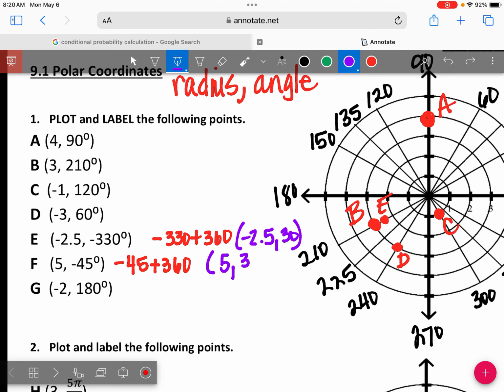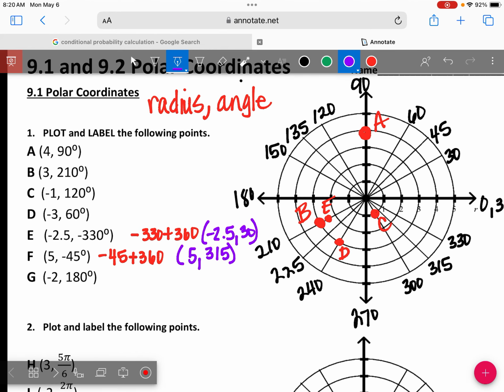Again, I'm just renaming these angles with a positive. So (5, positive 315) is the same as (5, negative 45). So positive 315 would be here. And it's a positive 5, so we're going to count out to the 5th ring. So that'll be 1, 2, 3, 4, 5. And this polar axis only goes out to 5, so it's on the edge.